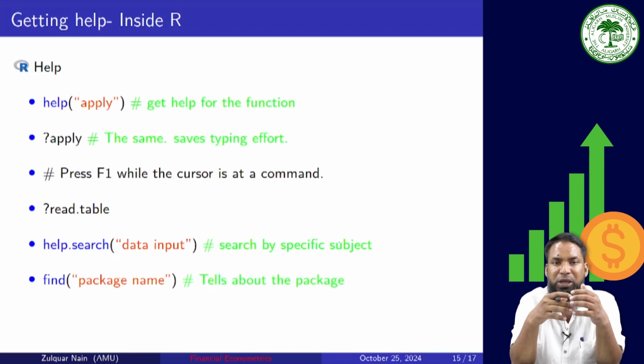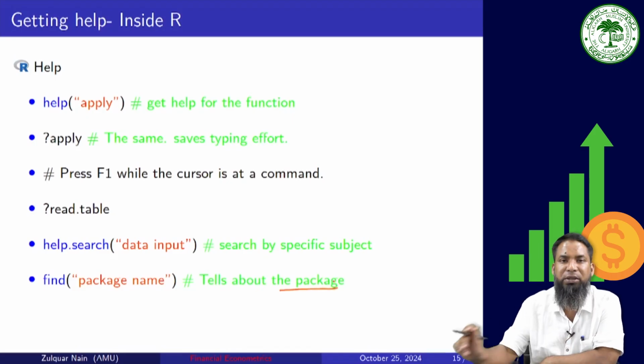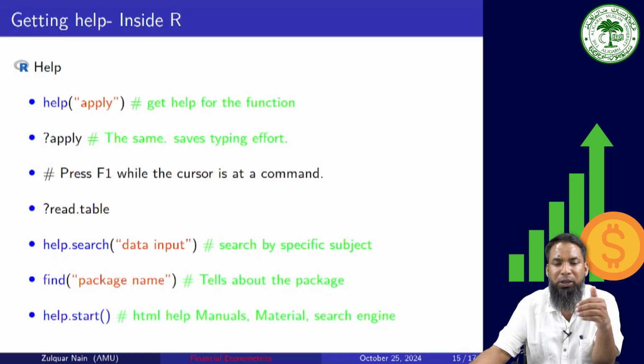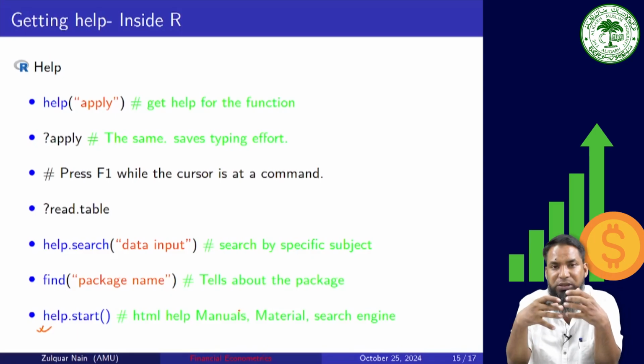Then, for example, package name. We don't know the exact package name, what the descriptions are, or what functions are available with that package. So we can use find package name, which tells about the different packages. Help start is one of the things we can use here. Help start, HTML help manuals, material, search engines, everything will open here.